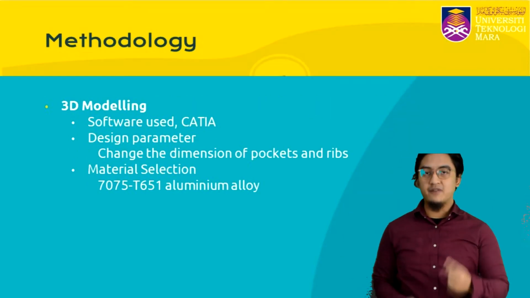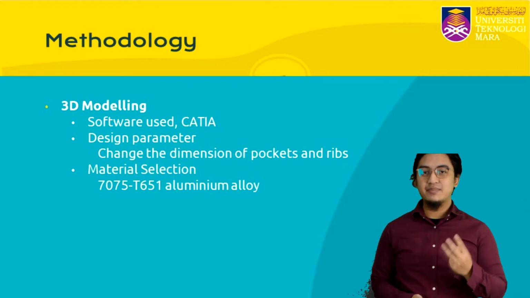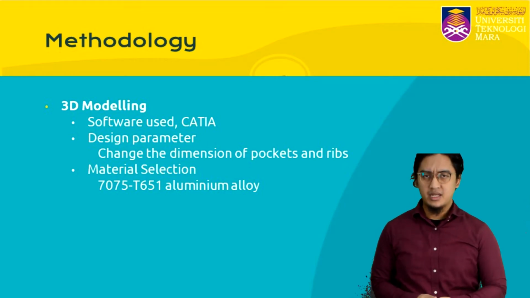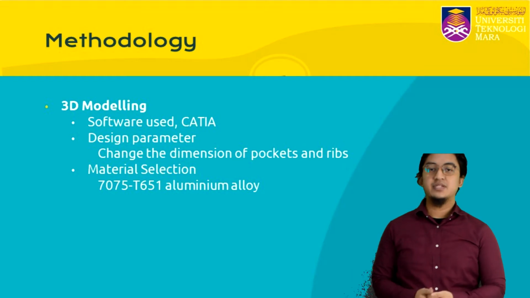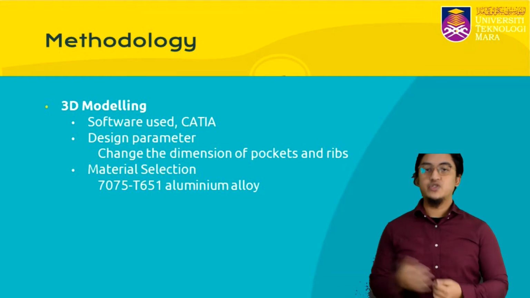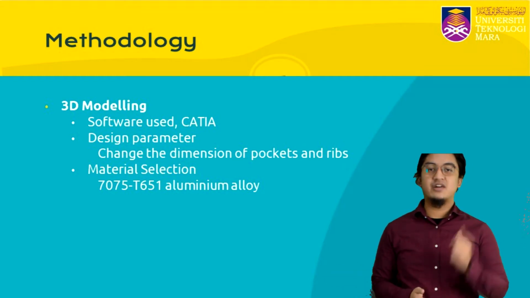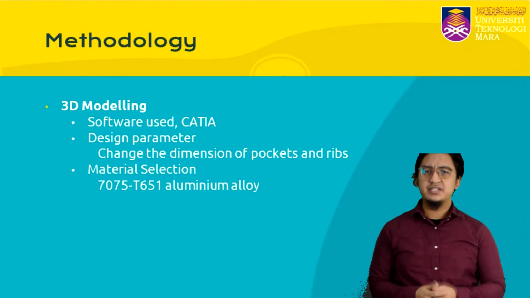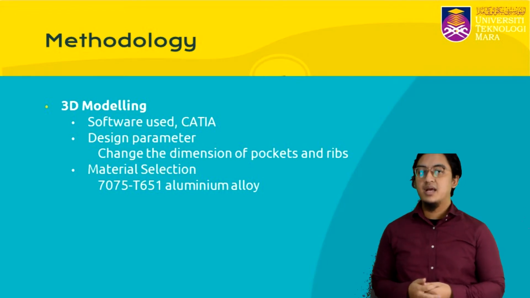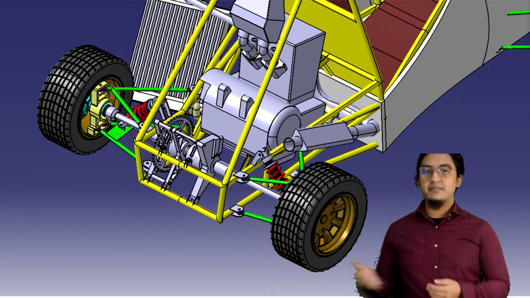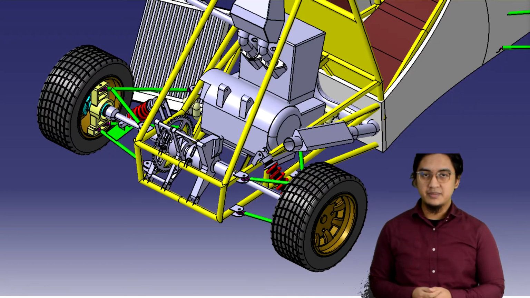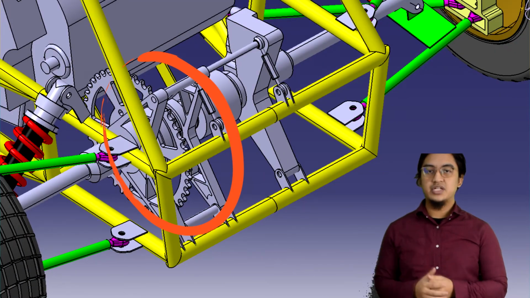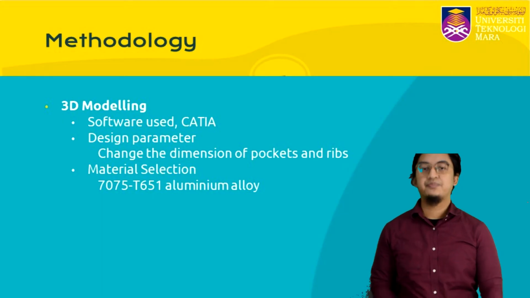The first step of this project is to make 3D modeling of the differential mounting. The software used in this process is CATIA because UiTM has a license for the software. In this process, I have changed several parameters of the differential mounting from the original design. Here is the close-up image of the transmission system, and this is the location of the differential mounting.